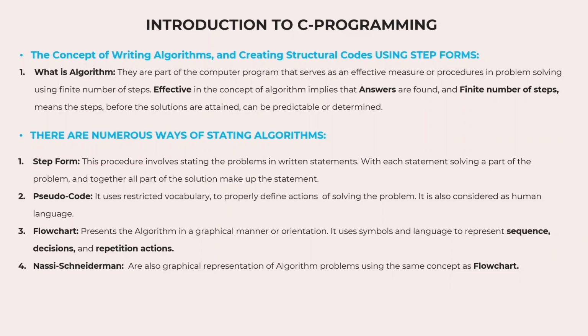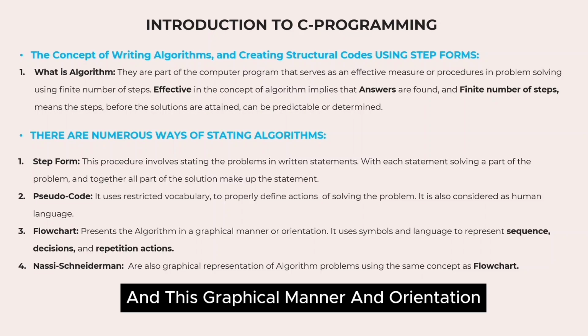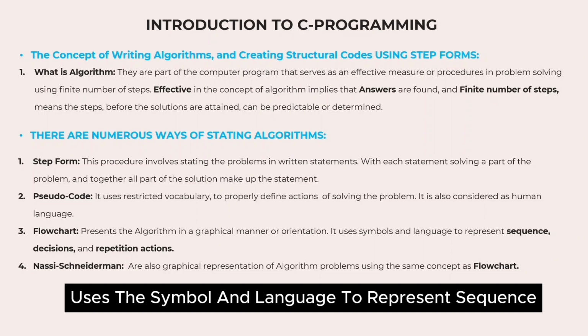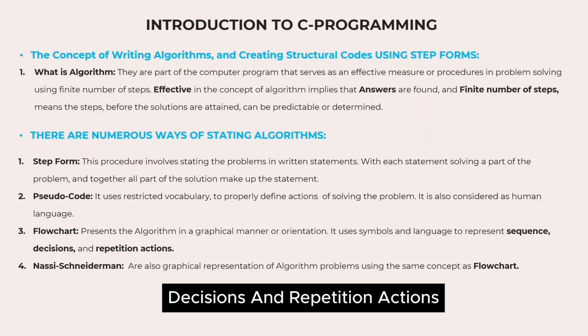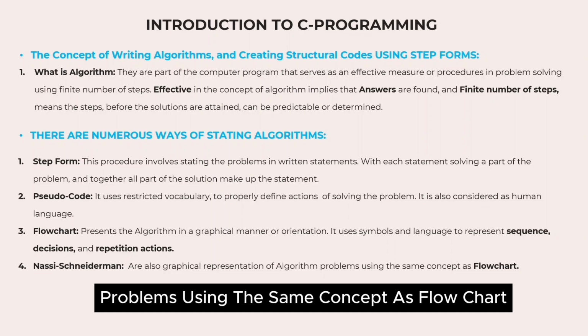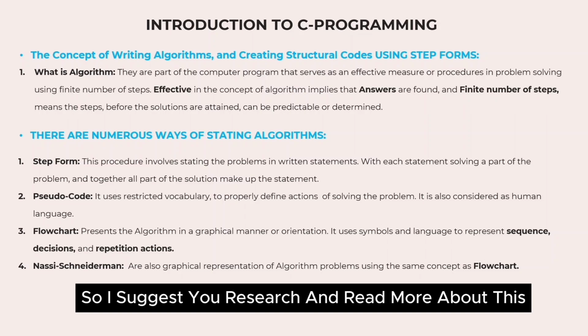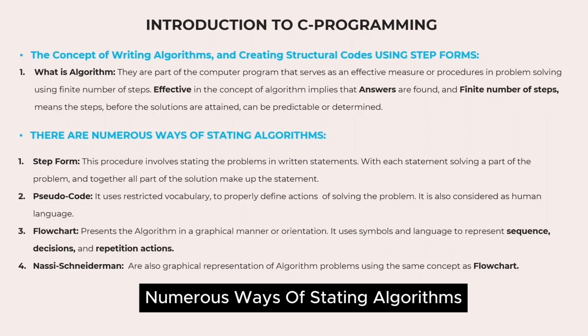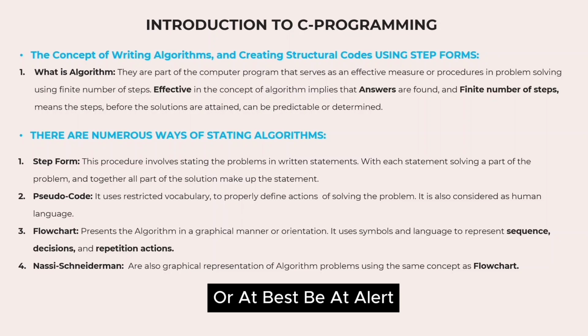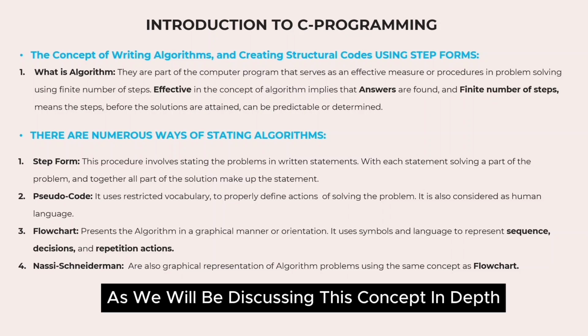For flowchart, it presents the algorithm in a graphical manner or orientation, and this graphical orientation uses symbols and language to represent sequence, decisions, and repetition actions. For the Nassi-Shneiderman, it also involves the graphical representation of algorithms, using the same concept as flowchart. So I suggest you research and read more about these numerous ways of stating algorithms, or at best, be alert when we publish our paid programming courses, as we will be discussing this concept in depth in these courses when we publish them.